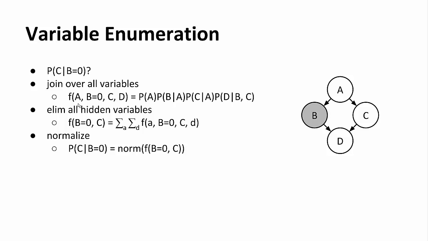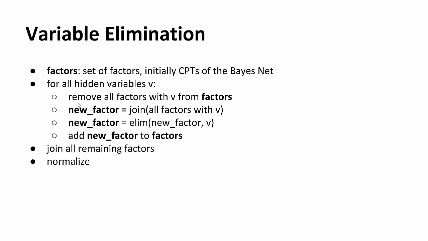So a better solution that we use is something called variable elimination, and it's very similar, except instead of joining over all of the factors in the beginning, what we're going to do is join and then eliminate, and then join and eliminate, so the size of our factors remains relatively small.